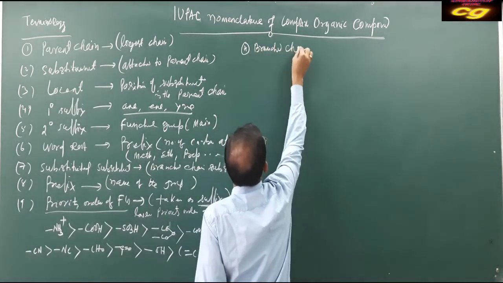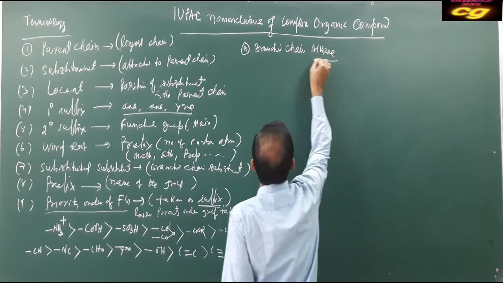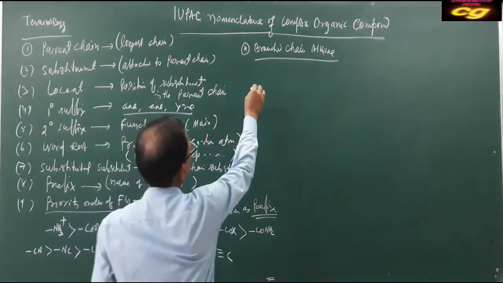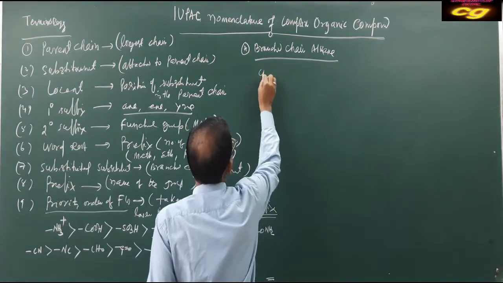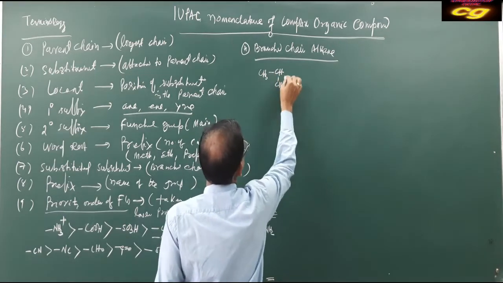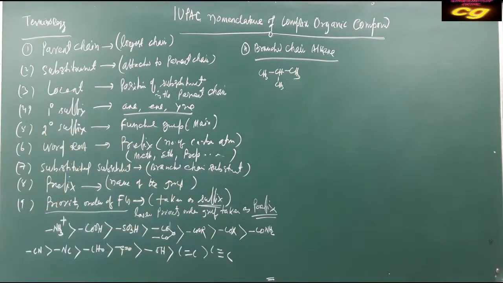For branched chain alkanes, let it be considered simple. I will start from the simple nomenclature. CH3, CH3, then CH3. This is just the start.